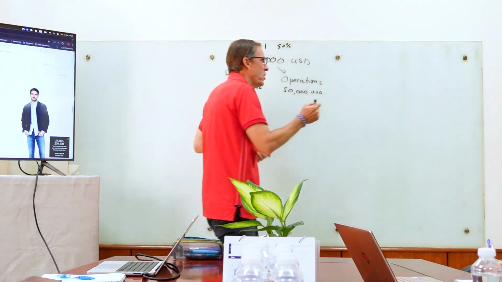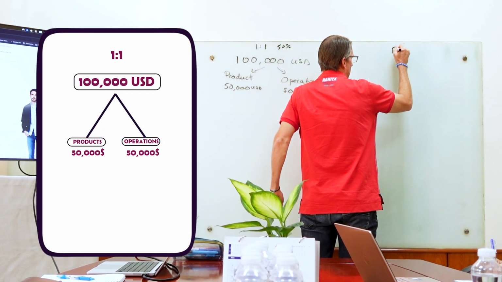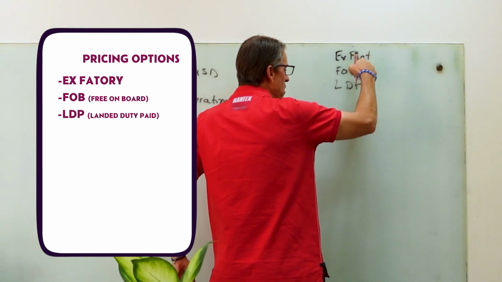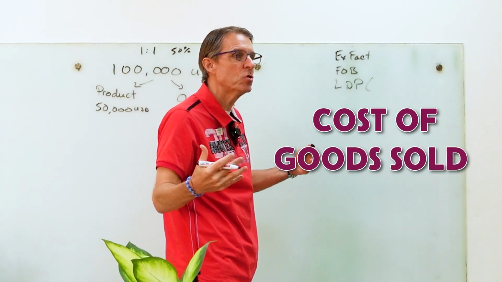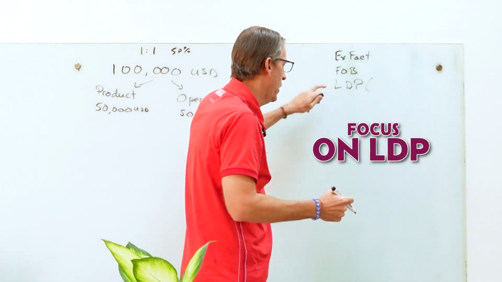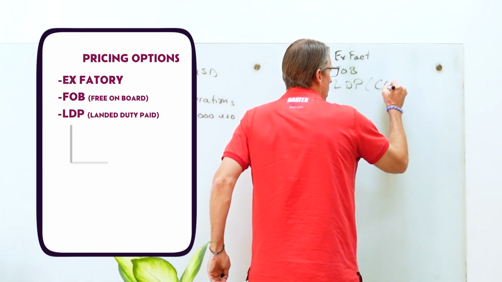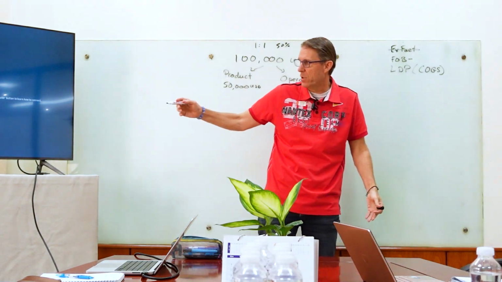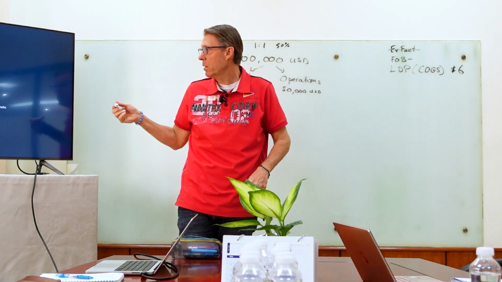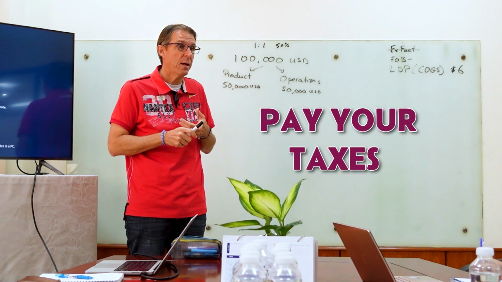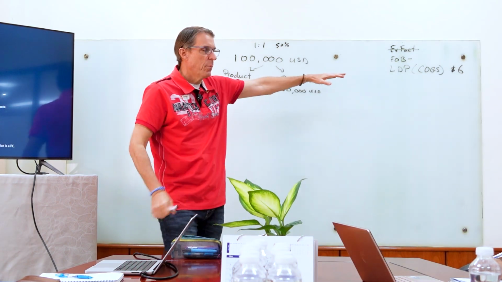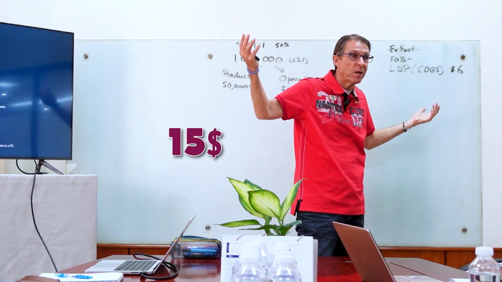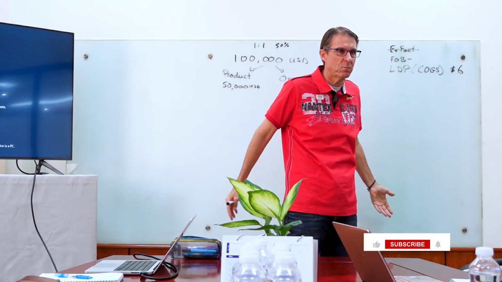Well, here, let's talk about pricing. So you got EXW factory, you got FOB, and then you have LDP. Each one of these could be the cost of goods sold, but I'm gonna focus on LDP. We're gonna call this the cost of goods sold, right? Let's just assume that on average, $6 to make a garment and get it shipped and pay your taxes. This number can change. It could be as low as 3, could be as high as 15, right? Just depends on what the garment is.